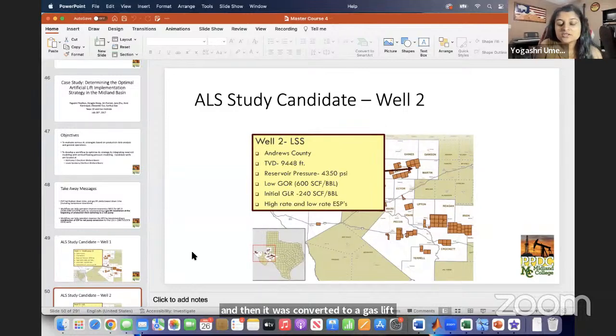The second candidate I'll talk about is the Lower Sprayberry well. This is located in Andrews County. The reservoir pressure is 4,350 psi. It's a low GOR and GLR well. The artificial lift strategy that was used is a combination of high rate and low rate ESP.